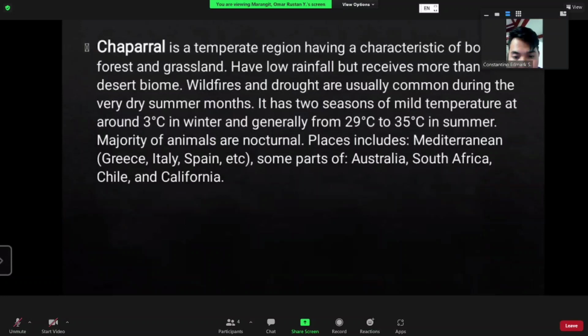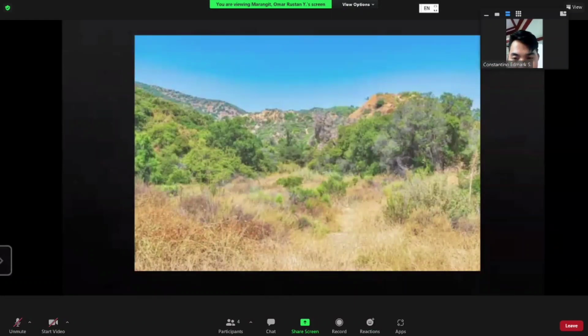Majority of animals are nocturnal. Places include the Mediterranean, Greece, Italy, Spain, etc. Some parts of Australia, South Africa, Chile, and California. Ito yung mga part ng country na nararanasan to. So, yan yung example niya.